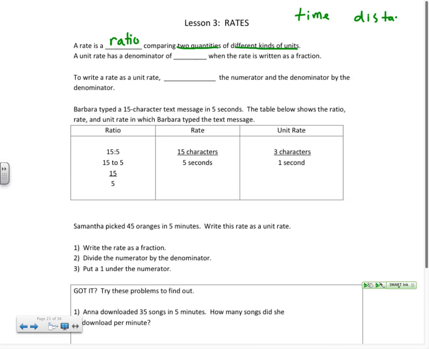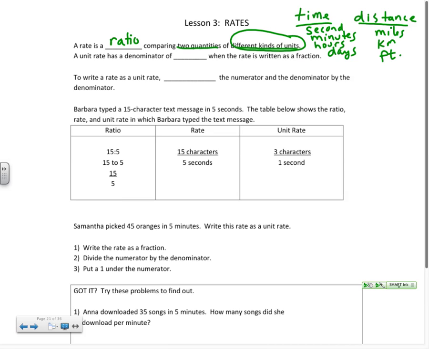So if we think about how to measure time, we might say we could measure time in seconds, how fast I can run a 60-yard dash. I can measure time in minutes. Maybe I can run a 7-minute mile. I could measure time in hours. Maybe I can run the marathon in 5 hours. I could measure time in days and so forth. Distance, you just heard me say miles, okay, maybe kilometers, maybe feet, yards, okay. So that's what I mean by different kinds of units.